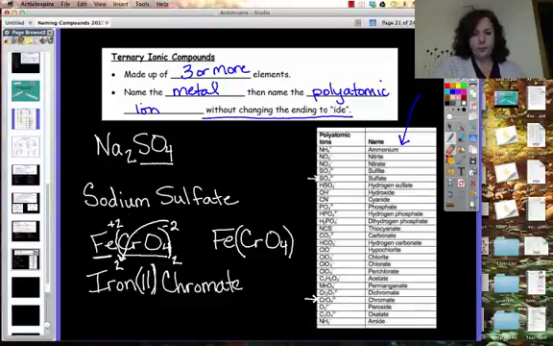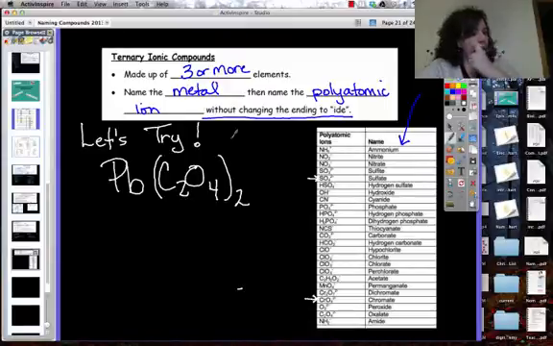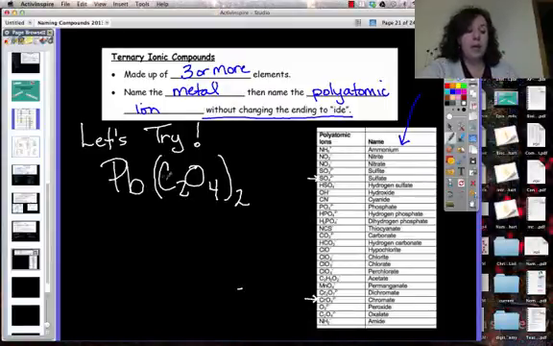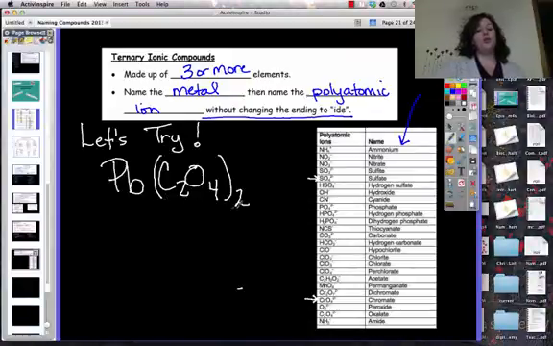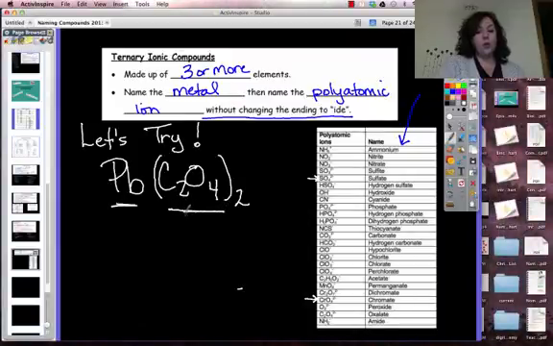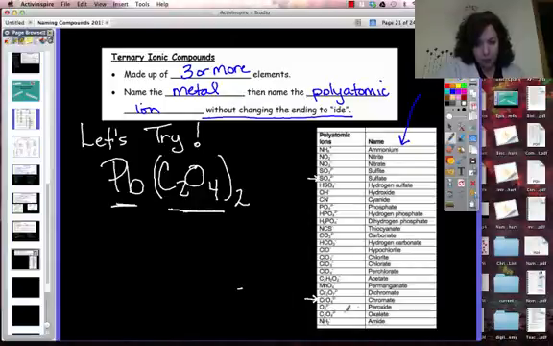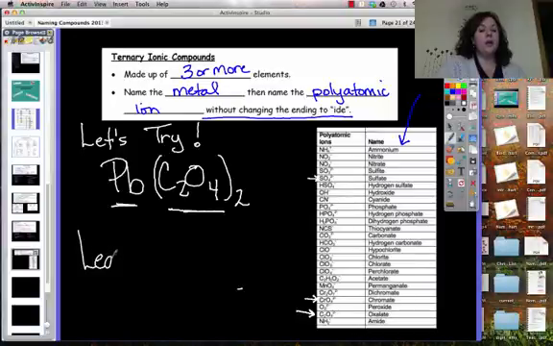Okay. Now, let me see if I can think of another one that we can do real quick. Let's try PbC2O4, and now we have 2 of these polyatomic ions. So I have 1 lead, and I have 2 oxalates. And I know that's called oxalate because I find it right down here at the bottom. There's oxalate right there. So I'm going to go ahead and write, this is lead oxalate.